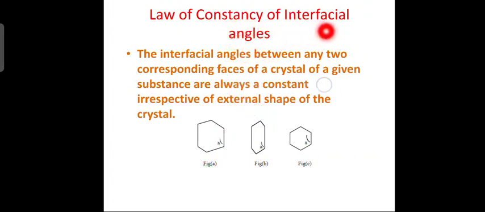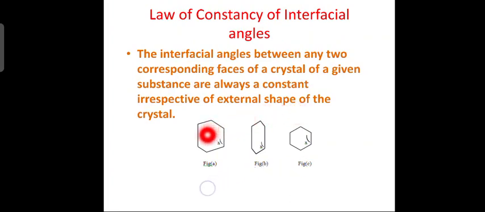Next slide. Now, first let us see what is the law of constancy of interfacial angles. The interfacial angles between any two corresponding faces of a crystal of a given substance are always constant irrespective of the external shape of the crystal. You can see here in the diagram, these are three different shapes. But the number of sides, that means the number of edges, is the same, that is 6 sides. Here also 6 sides, here also 6 sides. The shape is different: the first one is different from the second, which is different from the third.